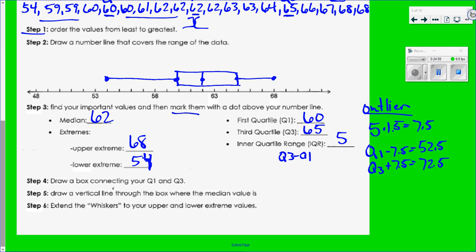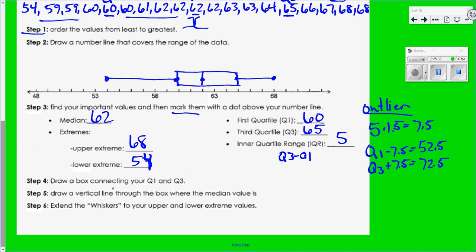All I can really tell is I had one person who was 54, at least one person, I think it could have been more. I had at least one person that was 68. All the rest of them are just medians, so they may not even be in my data set. But I do know that the median of the data set was 62. And I do know that 25% of the data points went up to 60. The next 25% showed up between 60 and 62. The next 25%, 62 to 65. And then 65 to 68 was the last 25%.